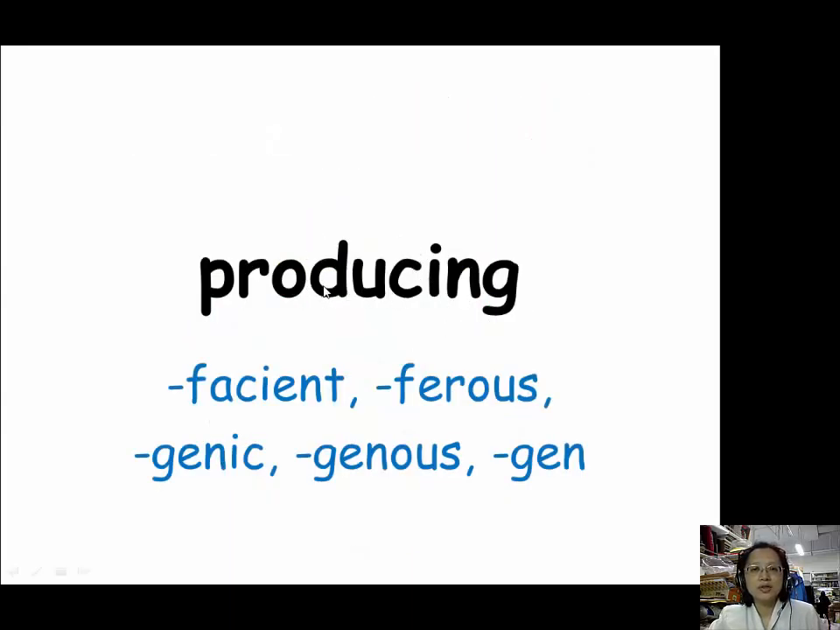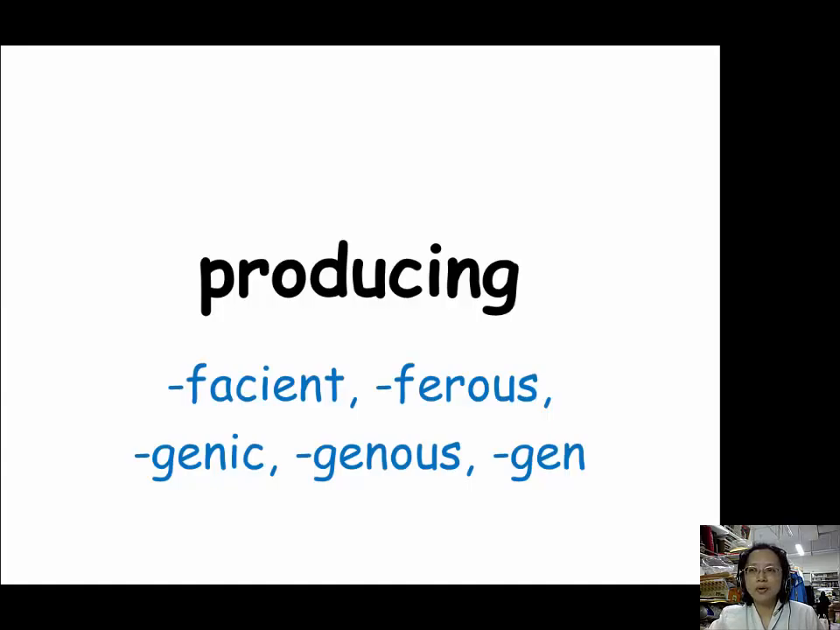When we want to talk about things that are producing something, usually the word in front is the product. We can use these 5 suffixes. Facient, F-A-C-I-E-N-T, ferous, F-E-R-O-U-S, genic, G-E-N-I-C, and genous, G-E-N-O-U-S, and also gen, G-E-N. This suffix, G-E-N, often means a thing, an organism. It may be an organism or may not.